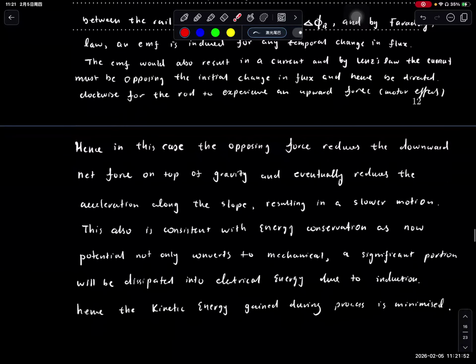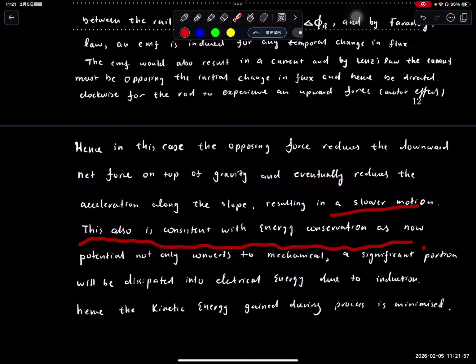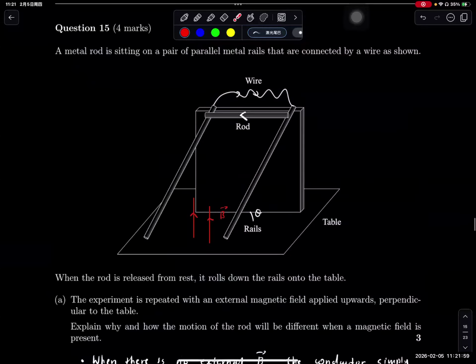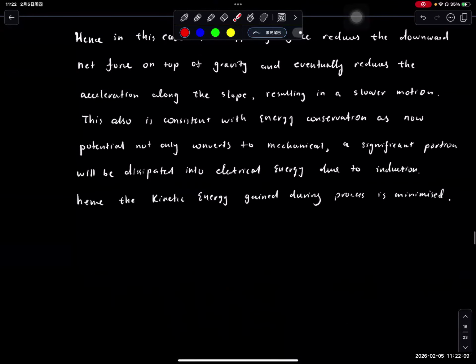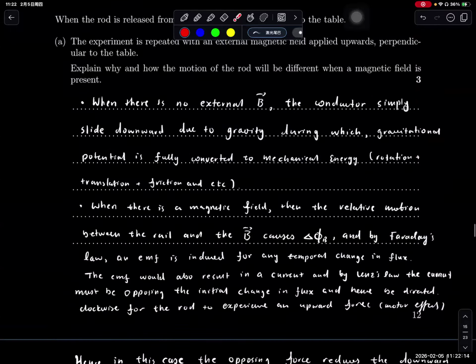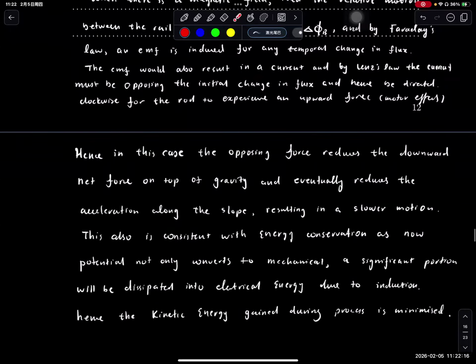Okay. So this results in slower motion, and this is also consistent with energy conservation, as the gravitational potential energy not only goes into the kinetic energy of the rod, but is also partly converted into electrical energy. So it gains less kinetic energy and ends up moving slower. So yeah, just basically talk about the mechanical details involving acceleration and velocities, and also talk about energies. Very helpful.